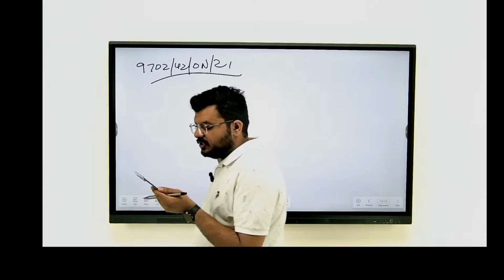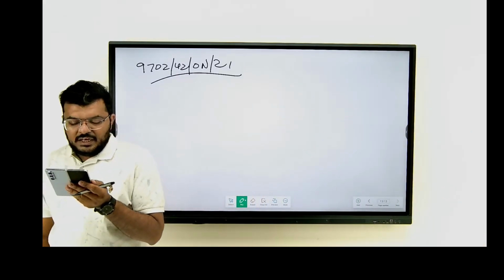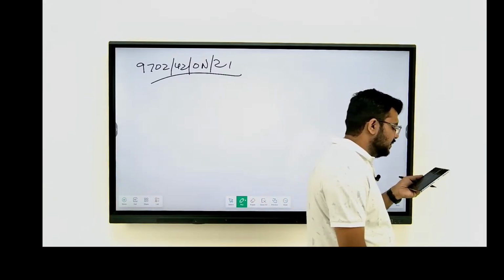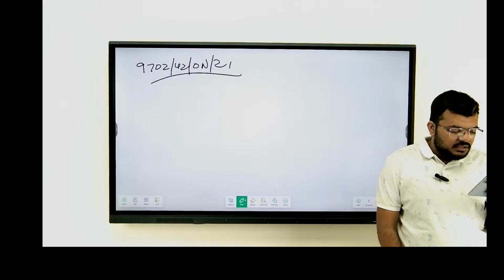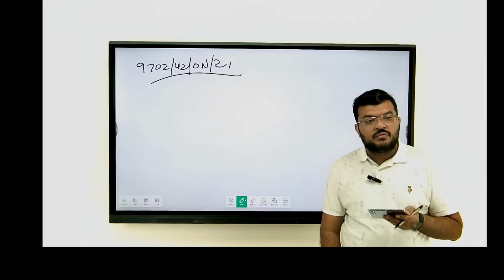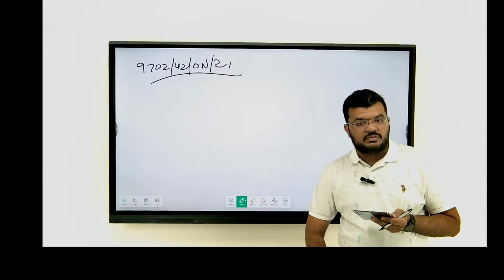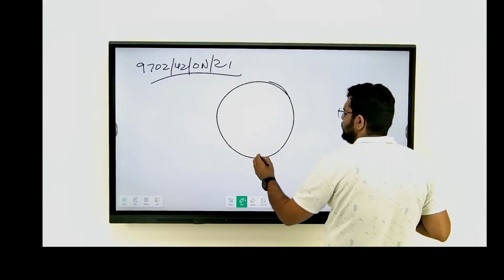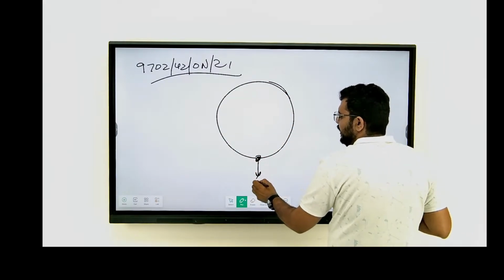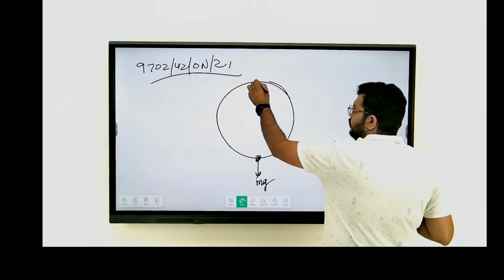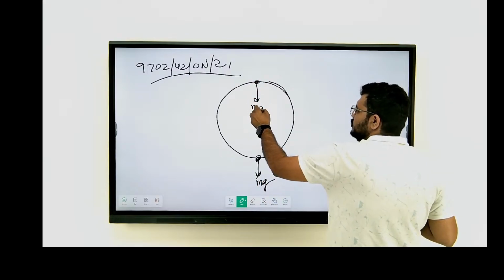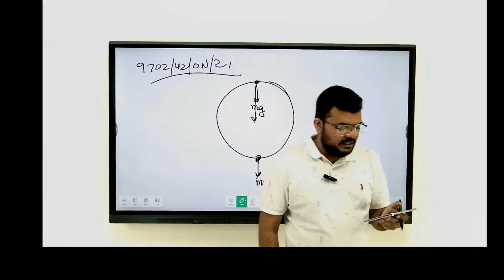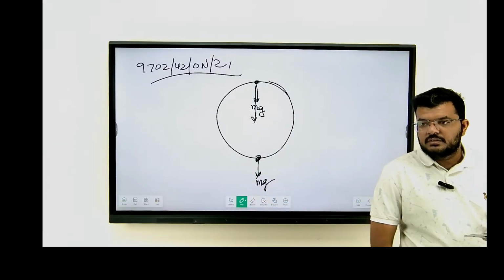Assume that the resistive forces acting on the car are negligible. State what happens to the magnitude of centripetal acceleration of the car as it moves around the loop from x to y. See, I think you were not there, but Shaurya had asked this question. At x, the weight is here. But at y, the weight is also here and the centripetal acceleration is also here. So it increases.